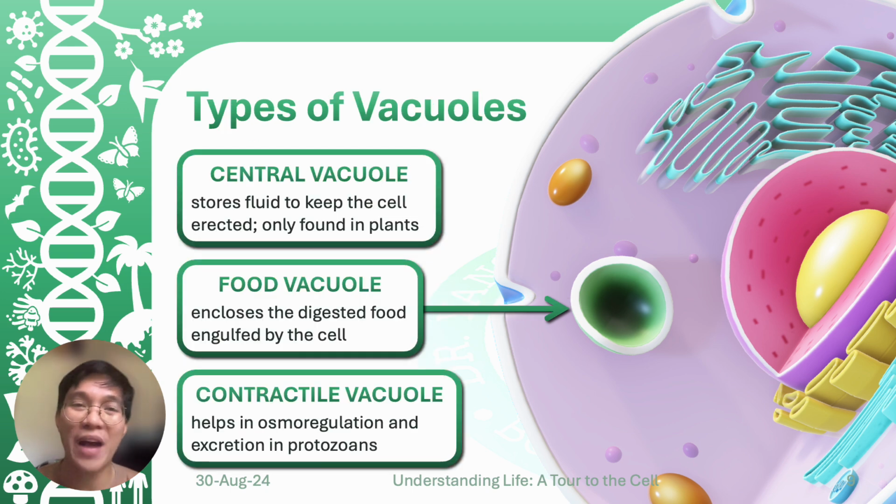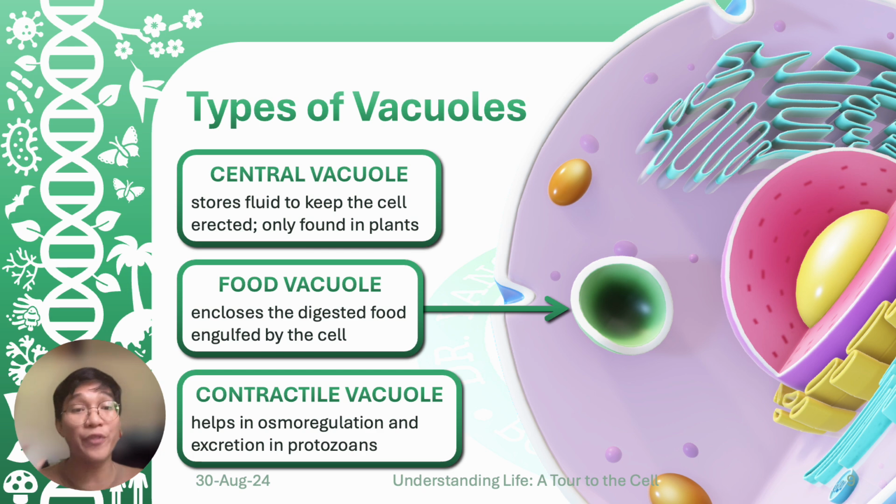The first type of vacuole is the central vacuole. It actually stores that fluid to keep the cell erect, and these are found in plants. I'll be showing you later a picture or a model of the plant cell showing its very large central vacuole. And we also have food vacuoles that are found in animal cells, such as in this diagram here. So they're smaller than the central vacuole. Again, the central vacuole is only seen in plants.